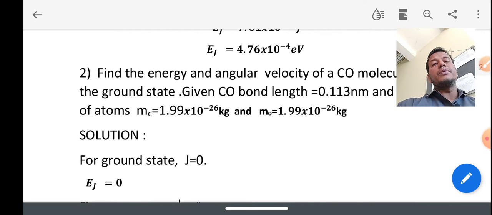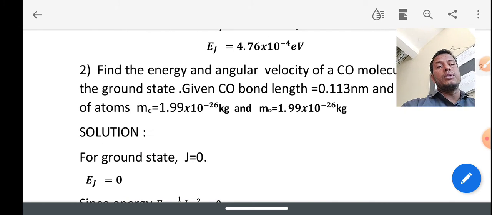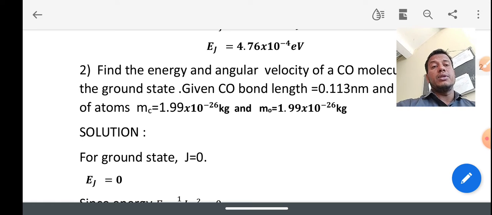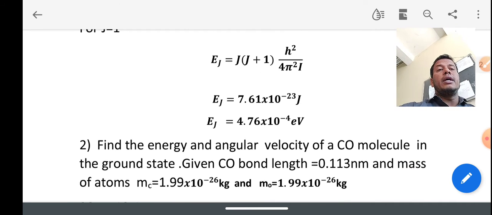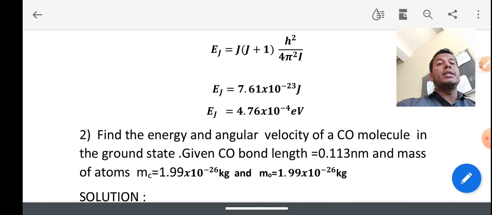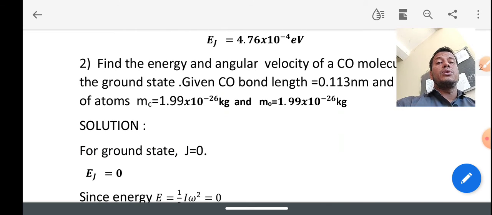For the ground state, we know that J is equal to 0. So, EJ is equal to J into J plus 1 into h cross square by 2I, that means J is equal to 0, EJ is equal to 0 for the ground state.